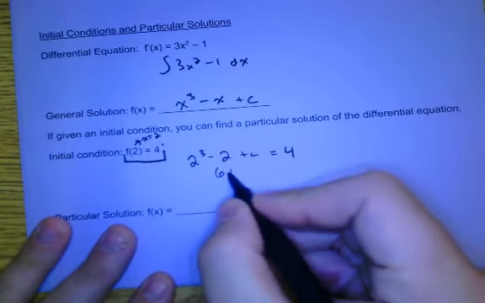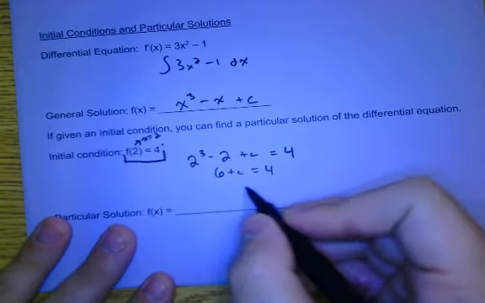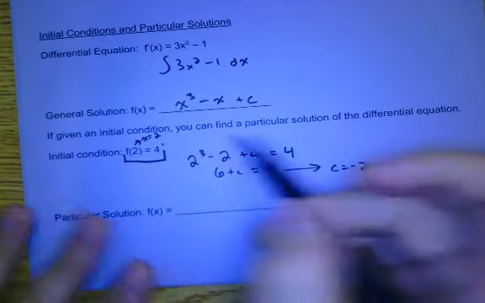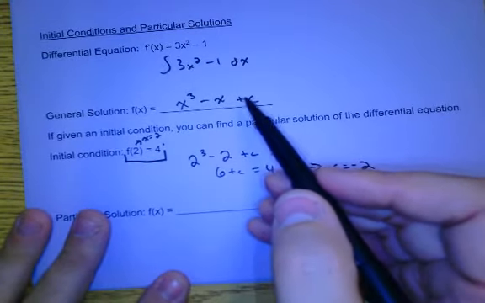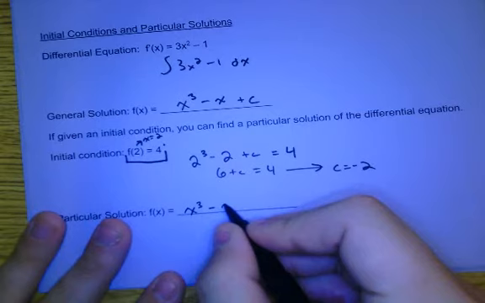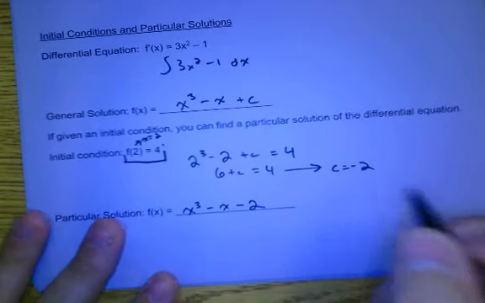And solving for c. So what am I going to get here? You get 8 minus 2, which is 6, plus c equals 4. C equals. So now rewrite my general solution, but instead of plus c, it's going to become a minus 2. So x cubed minus x minus 2.